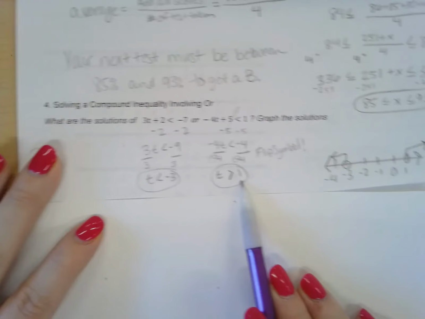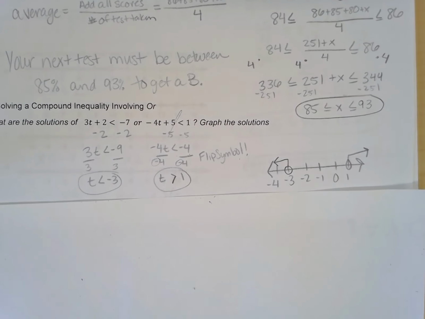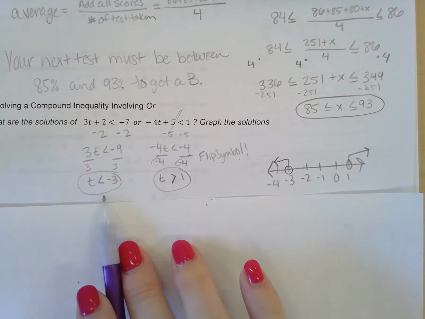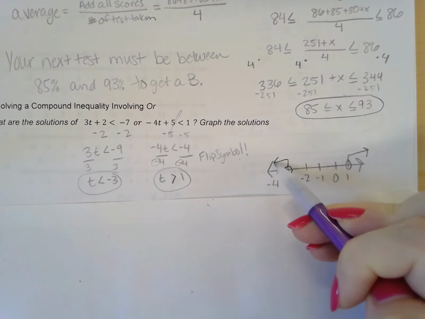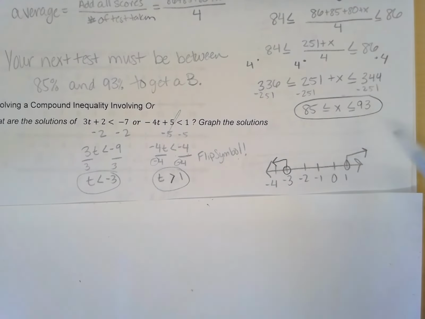So now I'm just off to graphing these two. I graph them on the same line, but they are separate. There should be a gap in between. So I start with t is less than negative 3. That's an open dot at negative 3, and it goes to the left. The next one is t is greater than 1. That starts at 1 with an open dot, and it goes to the right.